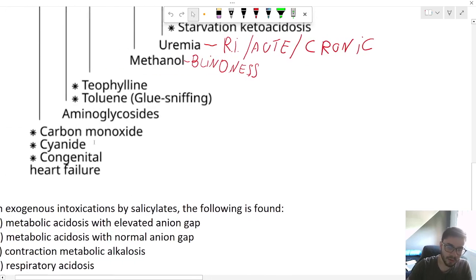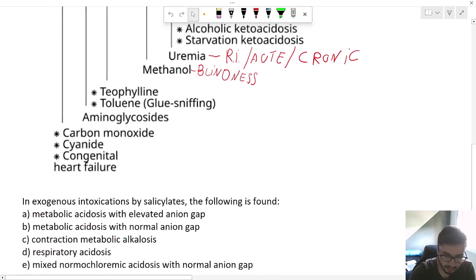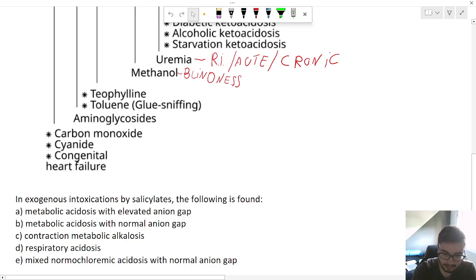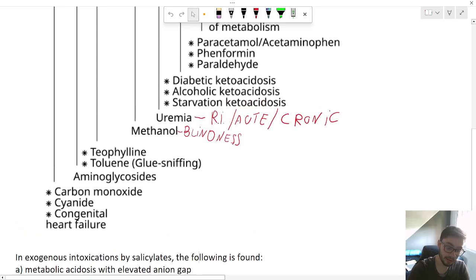On the C, we'll talk about carbon monoxide intoxication, cyanide intoxication. We'll have several intoxications in the CAT MUD PILES. You'll see that intoxications are a great part of the causes. And congenital heart failure in the neonates. Now we are going to the A in the CAT. We are going to talk about aminoglycosides. It's a class of antibiotics, an antibiotic drug.